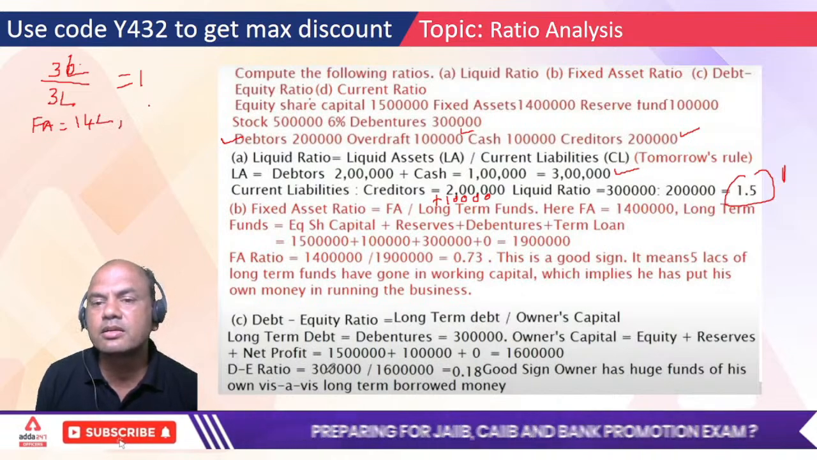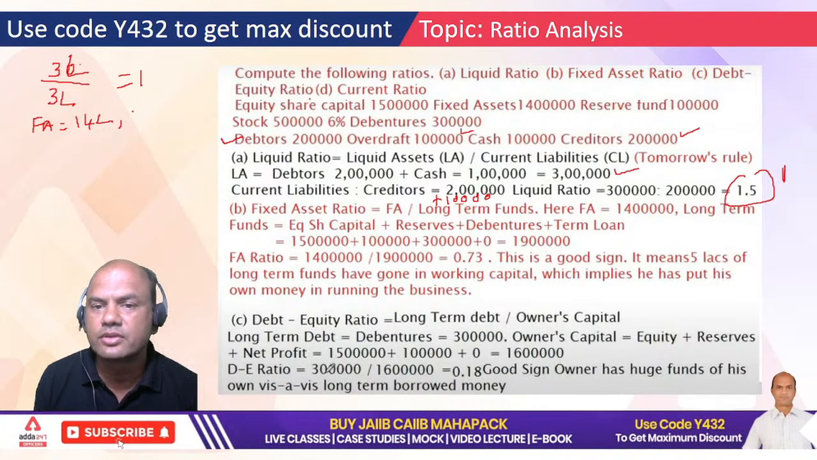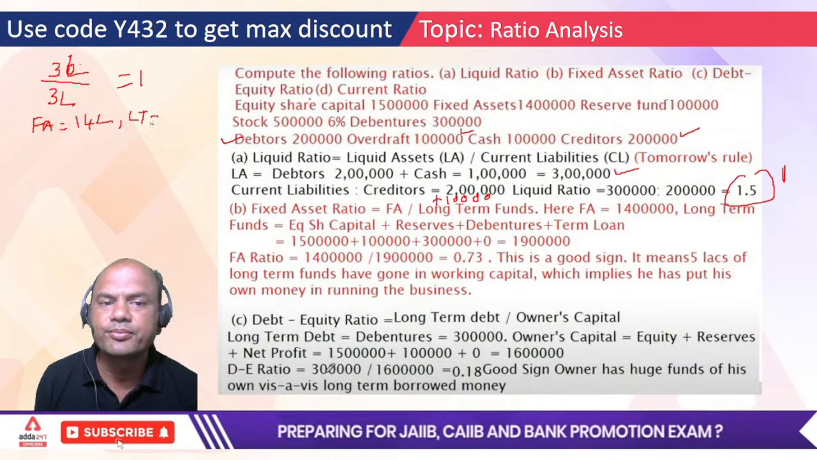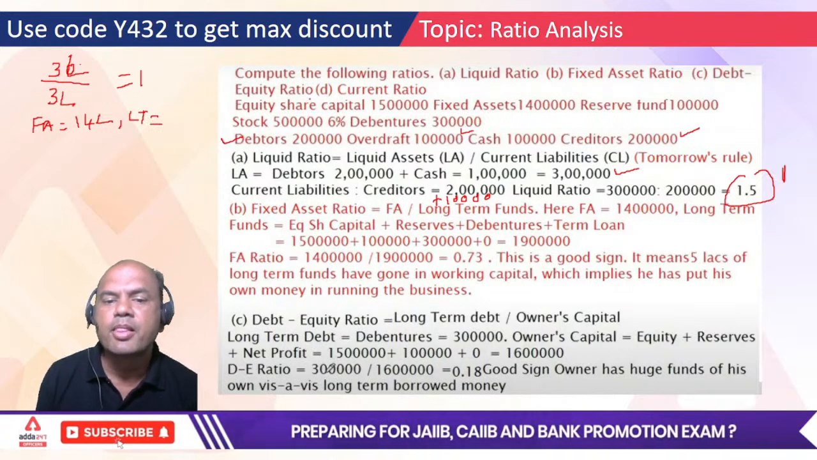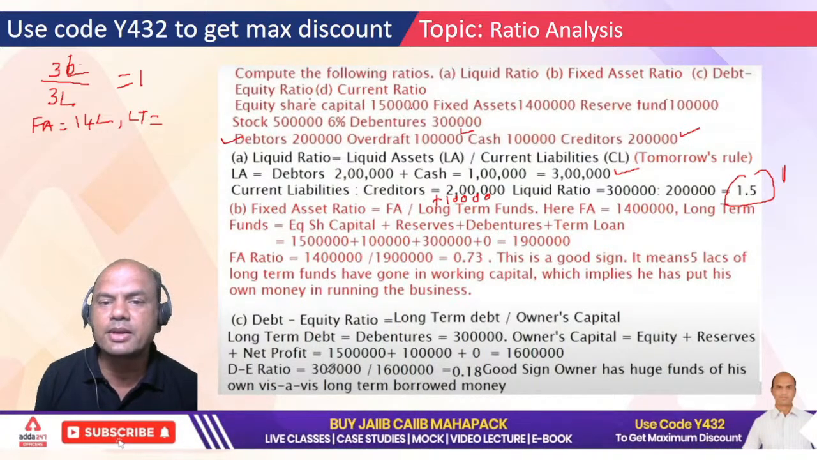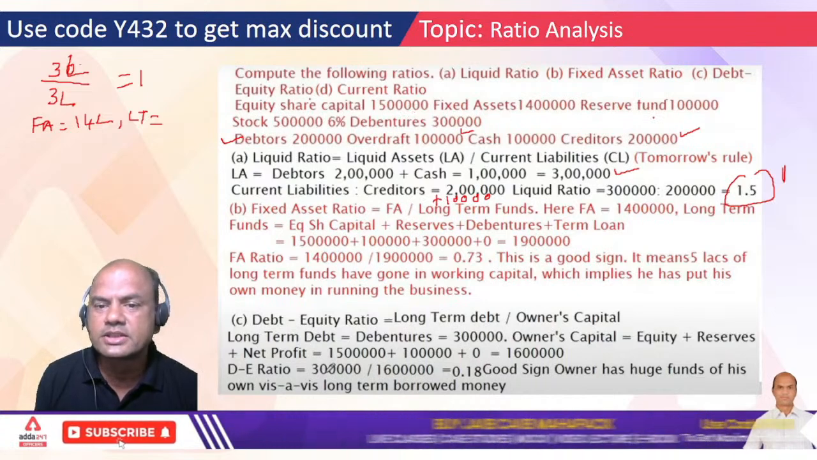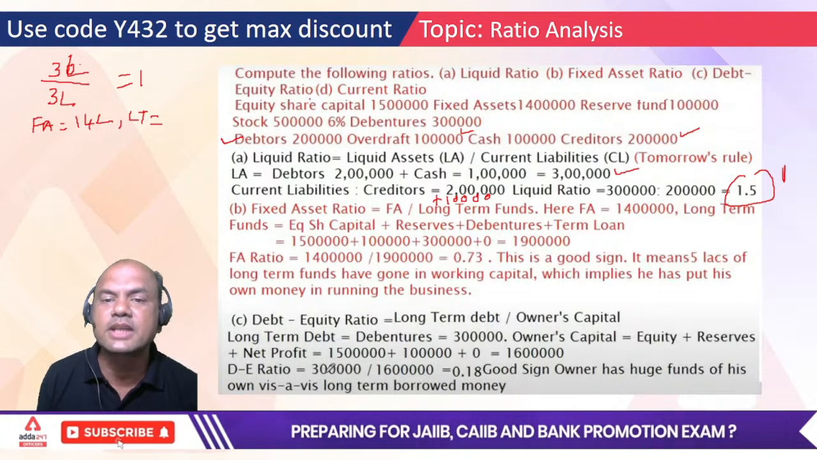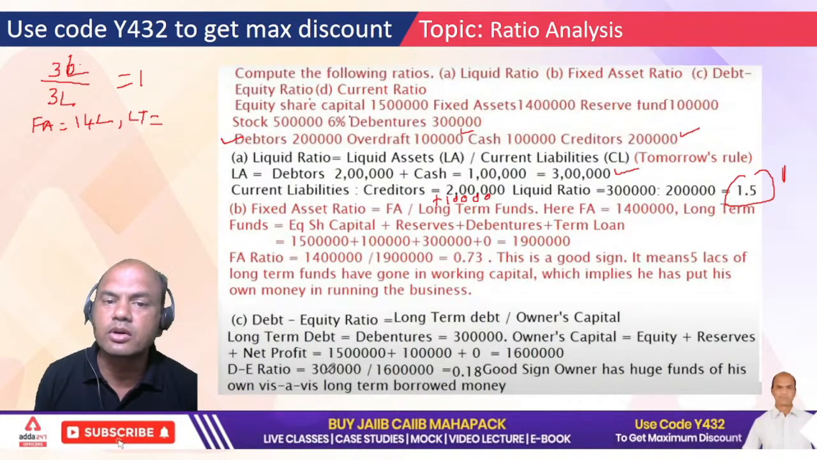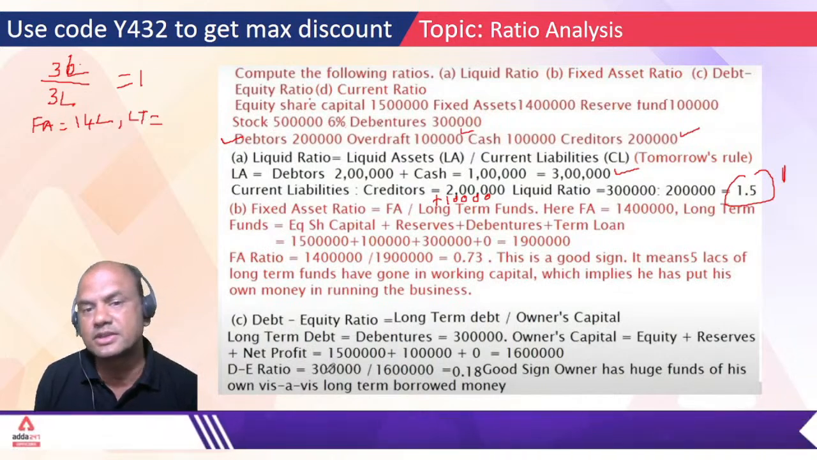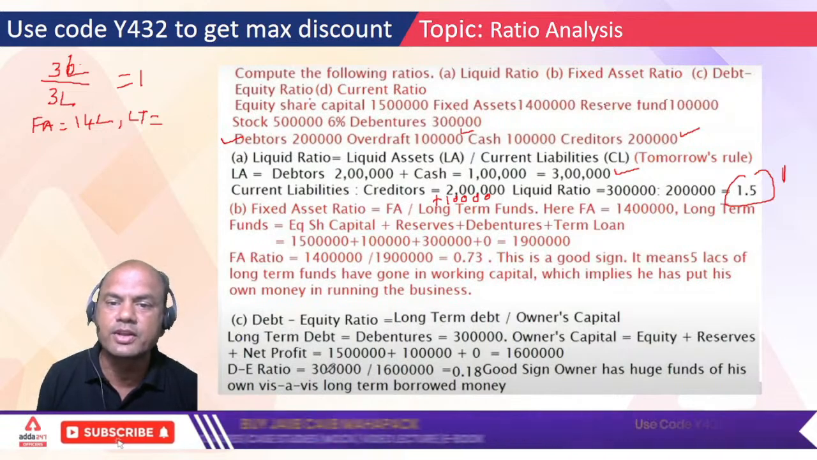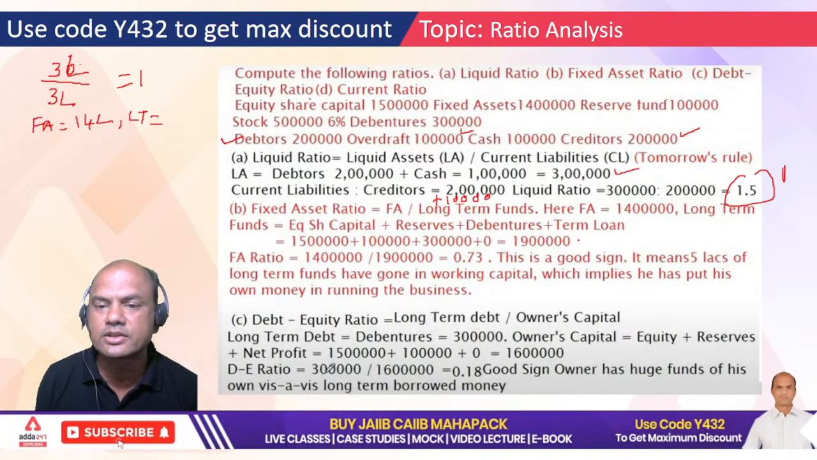Then what are these long term liabilities? Means long term funds we call it. What are the long term funds? Let's add them. Equity share capital is there. Yes. Reserve fund is there. Yes, because it's a part of the owner's capital. Then stock is not a part of this. Debentures, yes, these are the parts. So 15 plus 1 plus 3, so 15 plus 4, 19 lakhs.